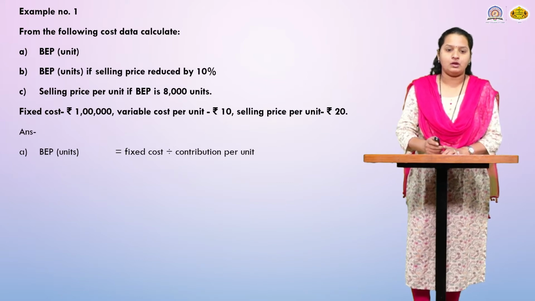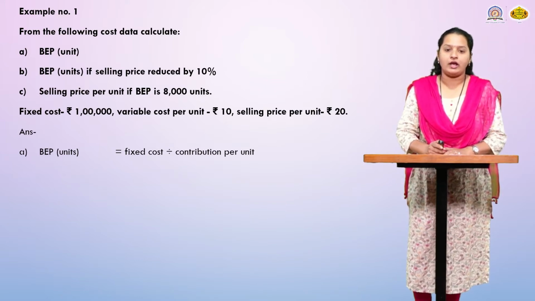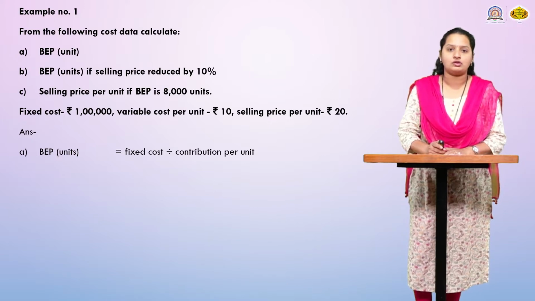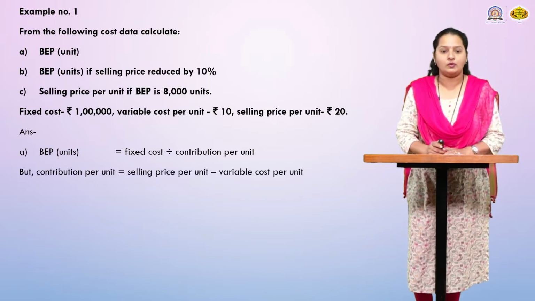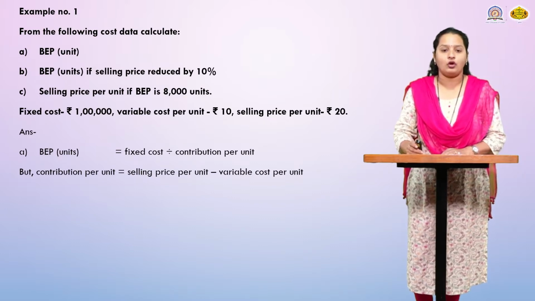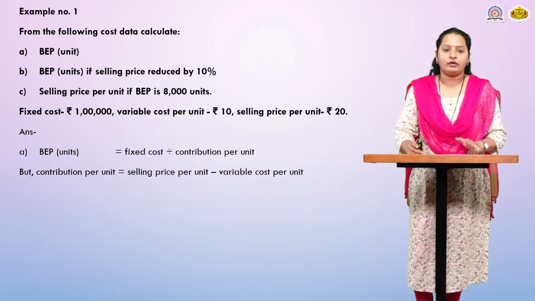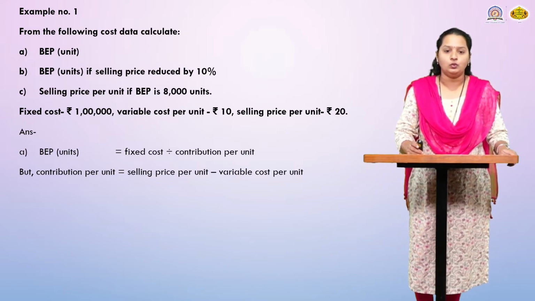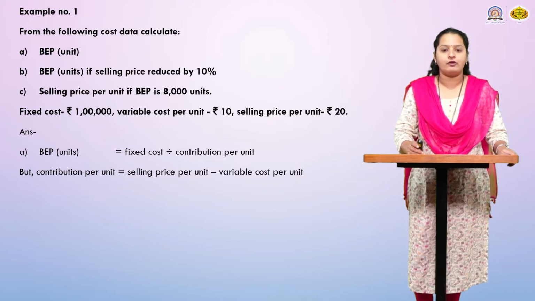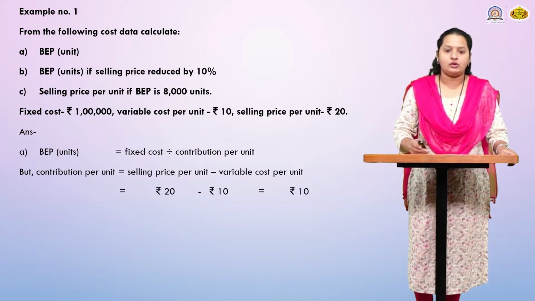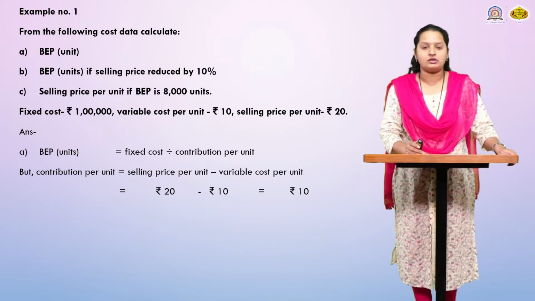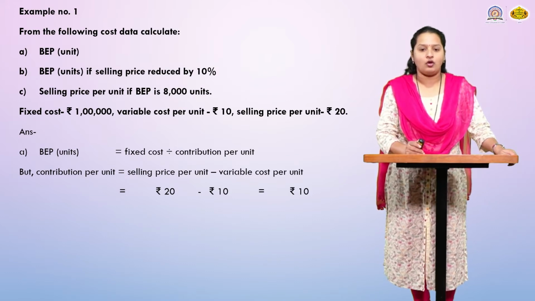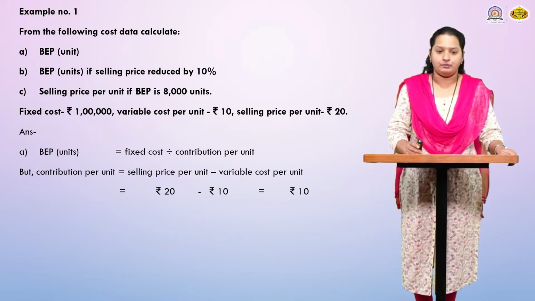units. While calculating BEP in units, we can use the formula: fixed cost upon contribution per unit. Now for calculating this BEP in units, we have the fixed cost of rupees 1 lakh, but we don't have the contribution per unit. Hence, we can calculate the contribution per unit, which is equal to selling price per unit minus variable cost per unit. So in our example, we have selling price per unit of rupees 20, minus variable cost of rupees 10. So we get the contribution per unit, that is rupees 10.